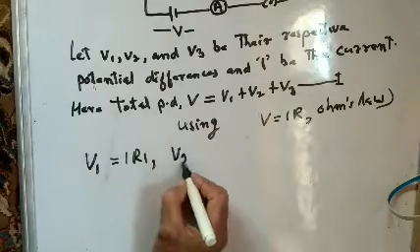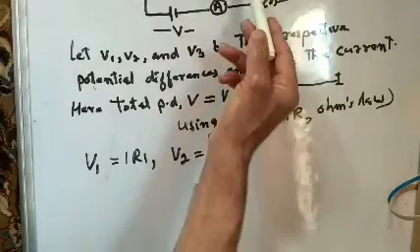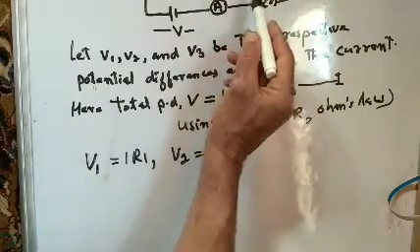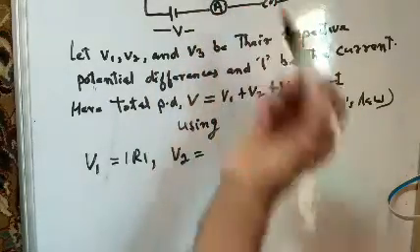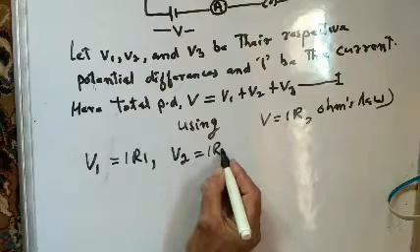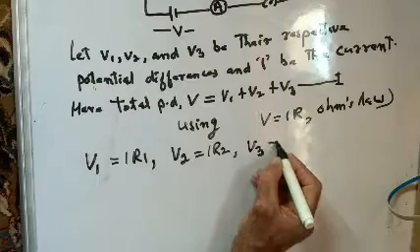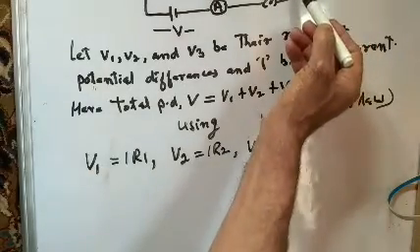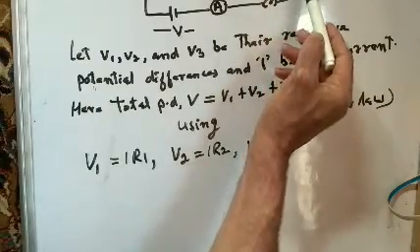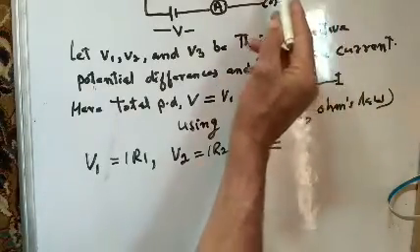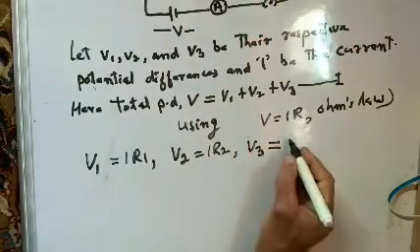Similarly, V2 is the potential difference across the ends of the resistor having resistance R2. It will be equal to the product of the current flowing through it, that is I, and the resistance of the resistor, that is R2. So V2 is IR2. V3, the potential difference across the ends of this resistor, will be equal to the product of the current I and the resistance of this resistor R3, that is IR3.